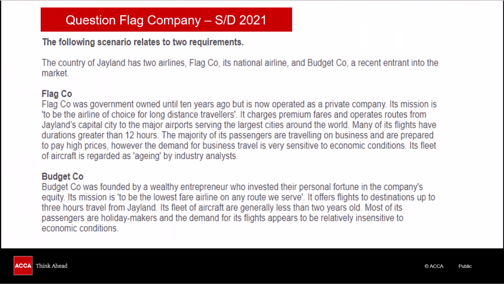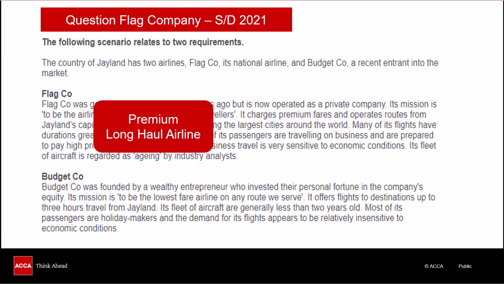Now here is an example from the performance management exam. This question is Flag Company and it's from the September-December 2021 sittings. And I'm going to show you how you get marks and you don't get marks for your written answers. Just to give you a quick overview, this is about 2 airlines, Flag Company and Budget Company.